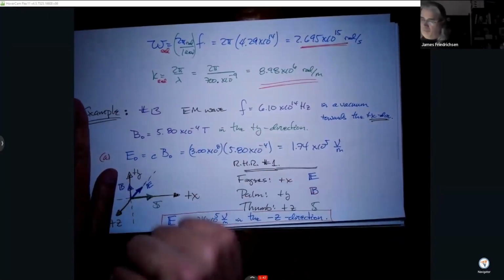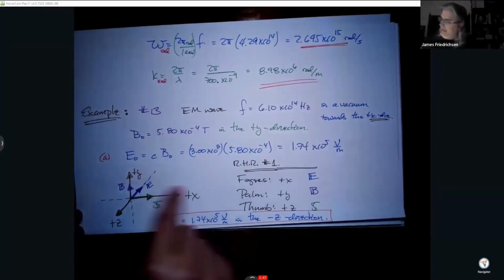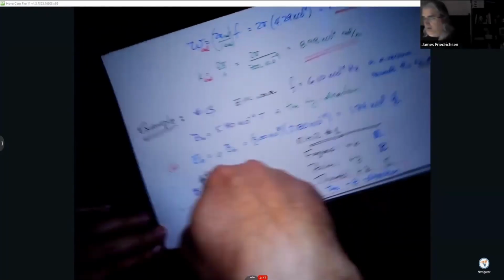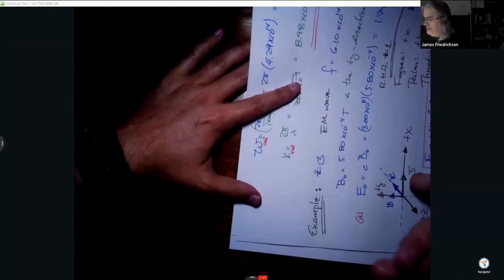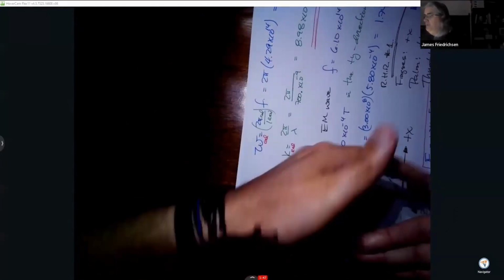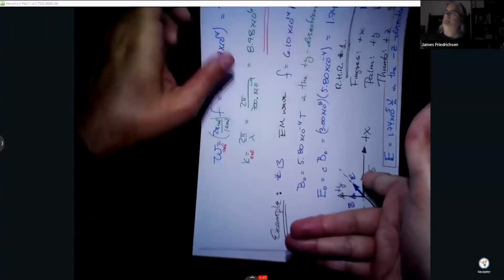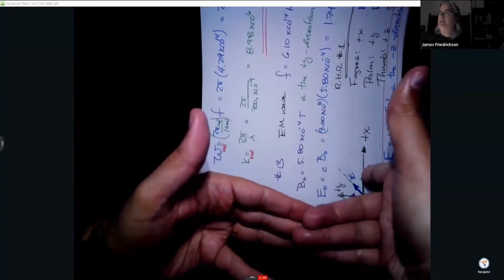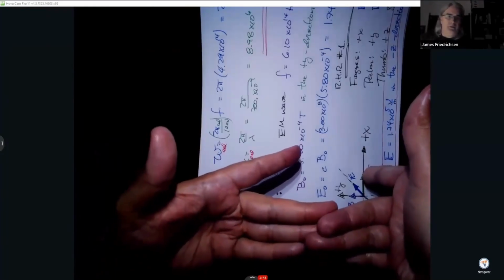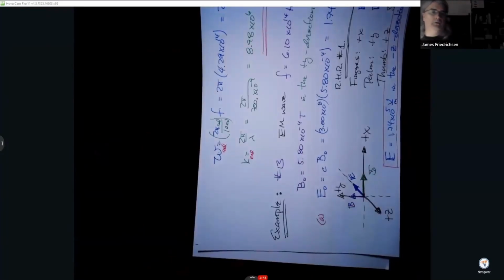Okay. And let's go backwards now. So if we know that the E is into the page, right? And then I rotate my hand so that the B points out of the palm. So E is into the page, B is out of the palm, up on the page. Thumb points to the right on the page. That's the direction at which it travels. Better?